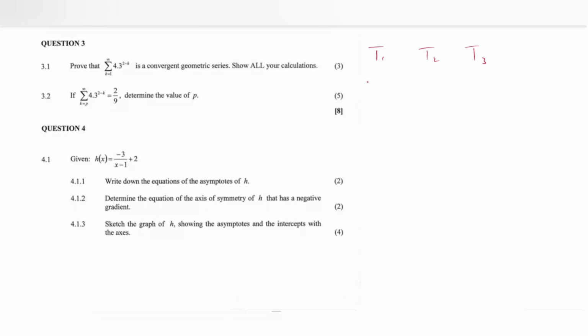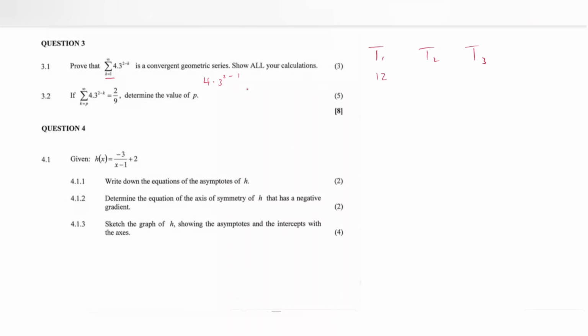So in this case, we are going to substitute for t1. We substitute with k is equal to 1. That is going to be 4 times 3 raised to the power 2 minus 1. That is going to be 2 minus 1, it's a 1. So that's going to be 4 times 3, which is 12.